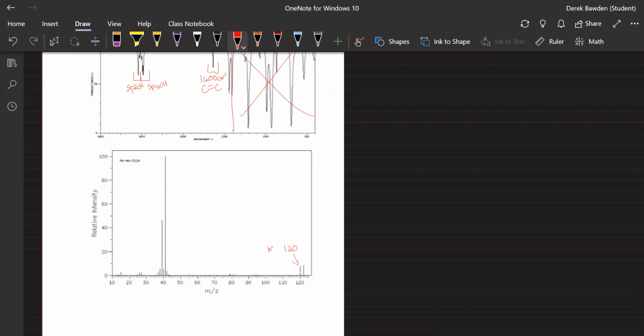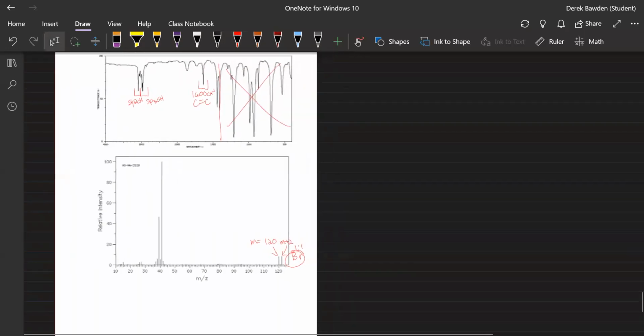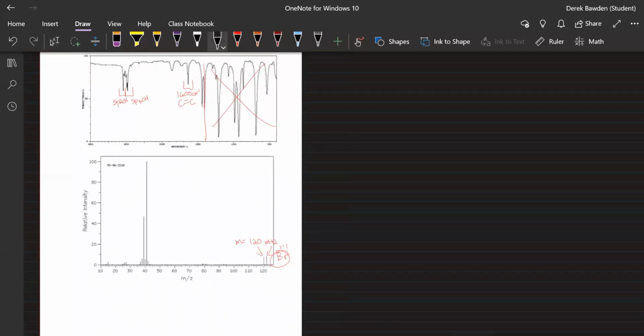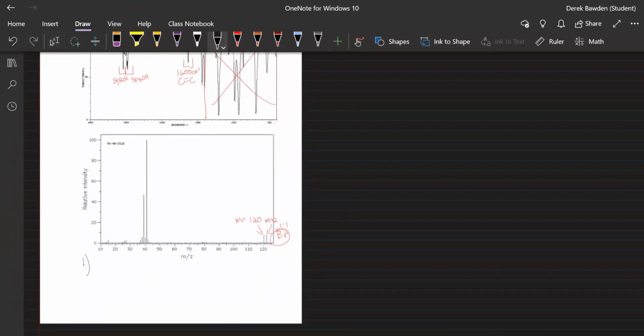Wouldn't that be a bromine then? Because it's like a 1-to-1 ratio. Yep, M plus 2. So we know that because it's a 1-to-1 ratio, we have a bromine. Perfect, I'm glad you guys remembered that. If it was a 3-to-1 ratio, what would our molecule be? Chlorine. Perfect. So we know we have a C double bond C. We also know there's a bromine.